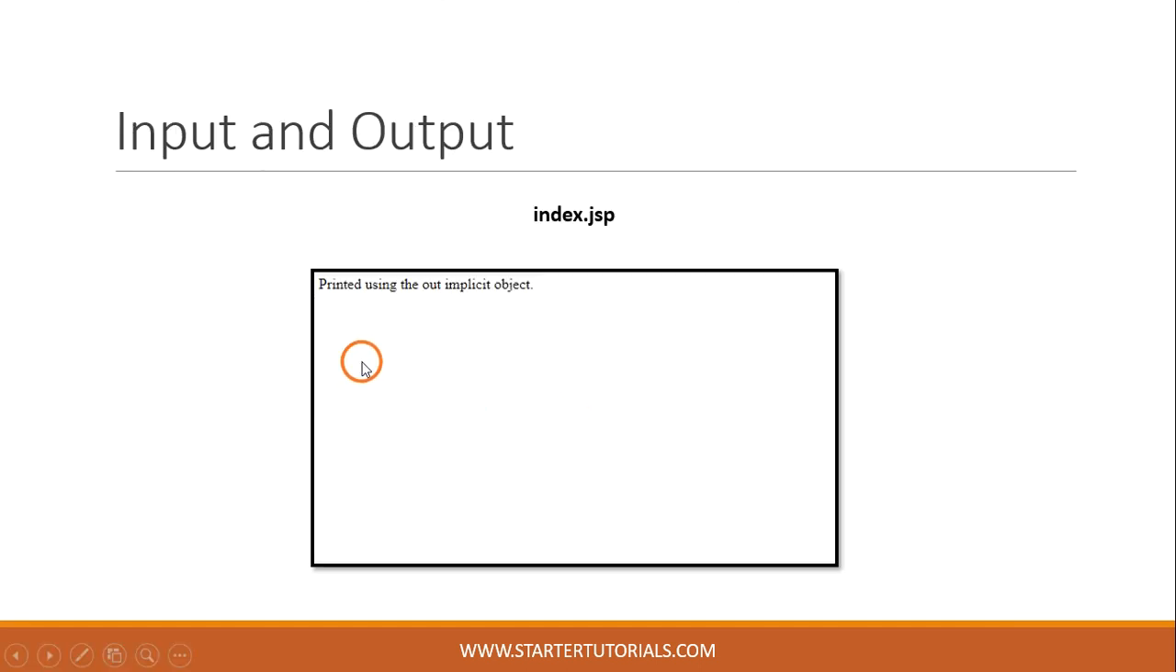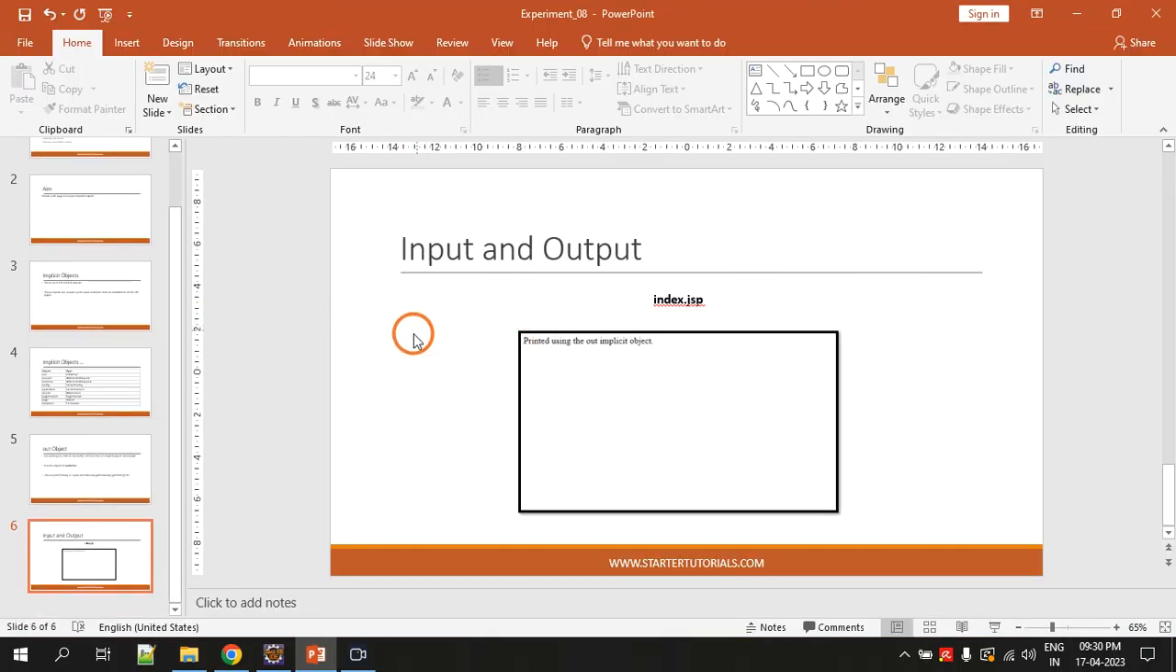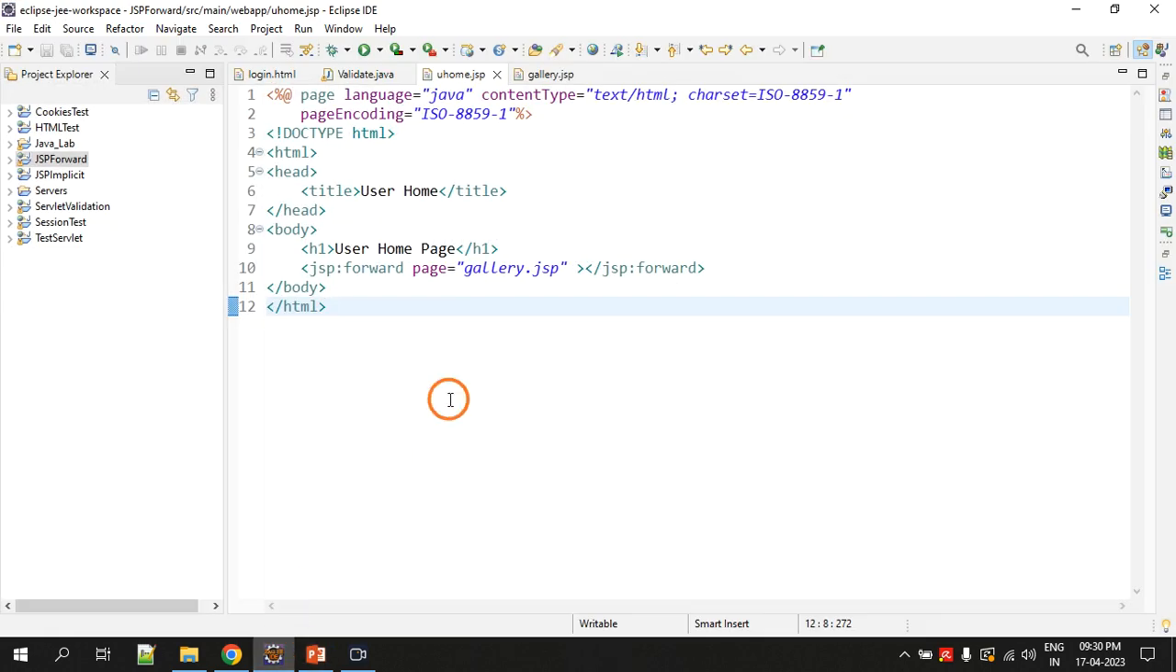The actual program is very simple. We are going to create a single JSP page called index.jsp, and within that page we are going to display some message like this using the out object. That's it for the theory of this program. Now let's see the actual code.